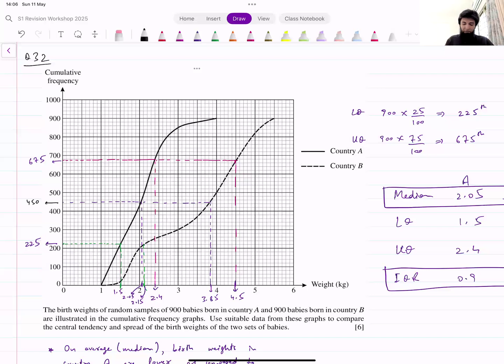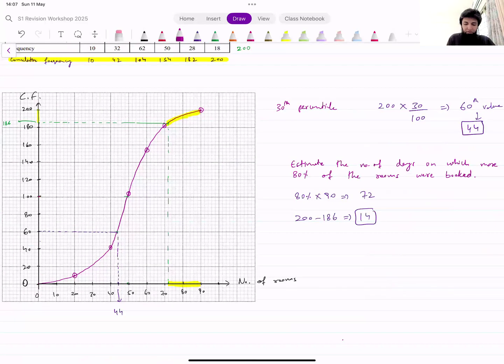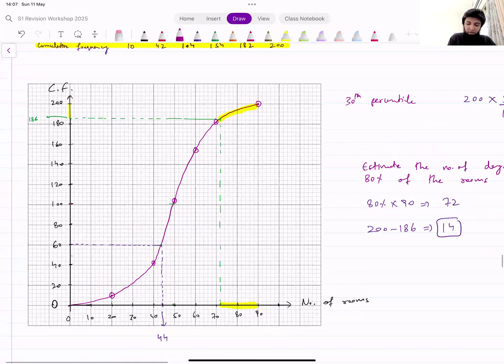Now, from this graph, you'll have to do some calculation. For example, they will ask you to find the median of this data. So you have 200 here. How do you find the median? You would divide 200 by 2. That's 100. Corresponding to 100, you would have the median. So whatever value you have on the x-axis here, that will be the median.